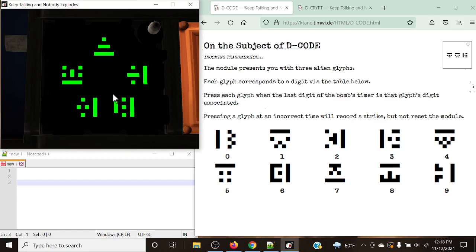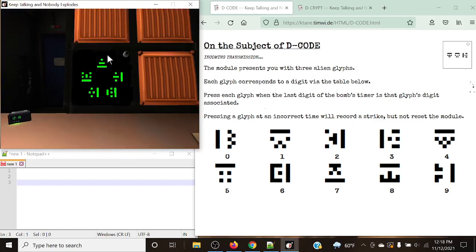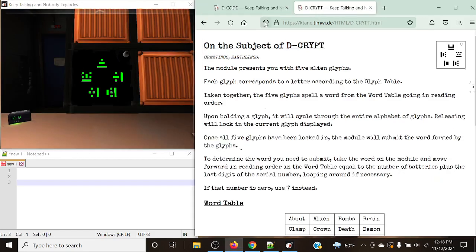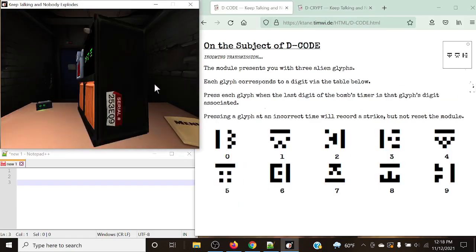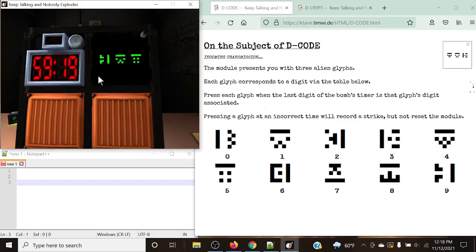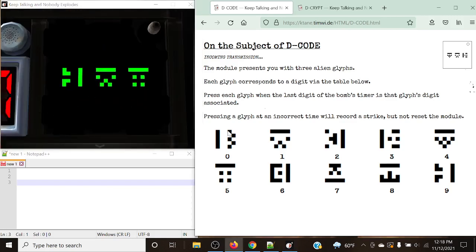Now, Decode will look like three little symbols right here, and Decrypt will look like five little symbols sort of formed in a star. That's the way that you can tell the difference between Decrypt and Decode. They're pretty straightforward and pretty easy to do. So let's get started.